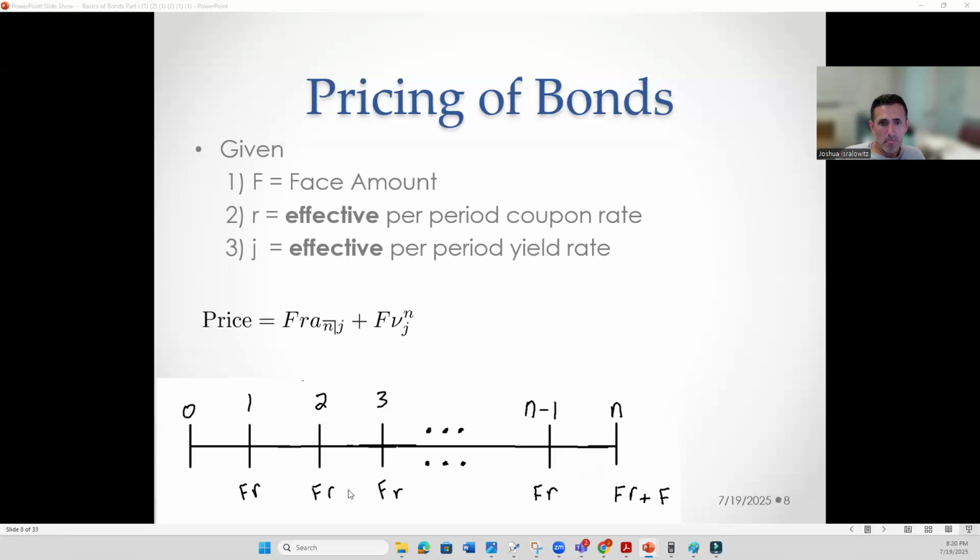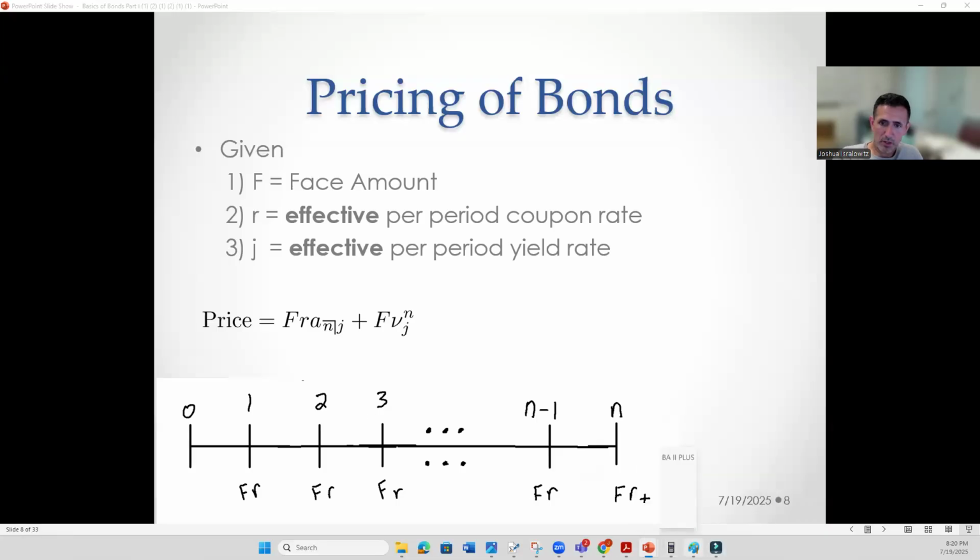So let's just look at the FRs and forget about big F here. So the FRs, we have N of them. So the price of the FRs is just FR a_{N|J}. Again, we're using J to price everything. And then for the big F here, we're just going to discount this by N periods to bring it back to 0.